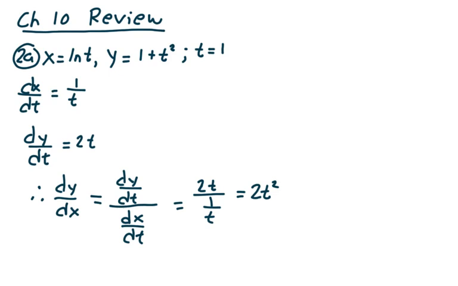Now, dx/dt is 1 over t. dy/dt is 2t. And that's going to allow me to find dy/dx. dy/dx is dy/dt divided by dx/dt. But that's 2t over 1 over t, which is equal to 2t squared. Therefore, dy/dx evaluated at t equals 1 is equal to 2 times 1 squared, which is equal to 2.